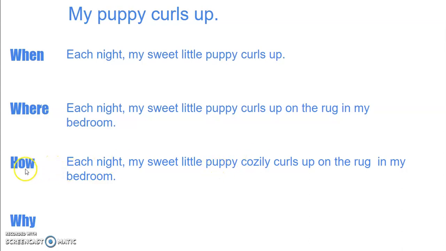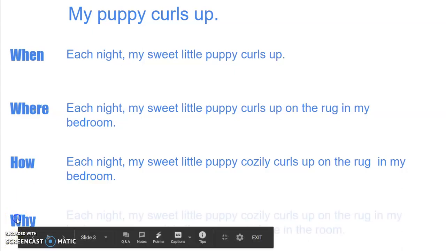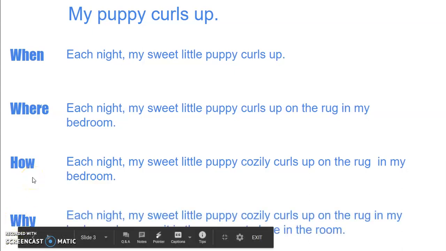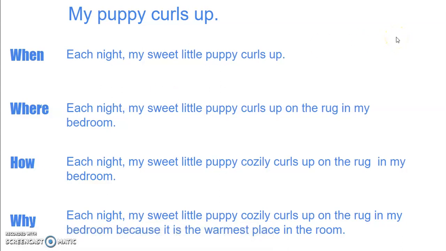I'm going to answer this last question. Okay, you guys try too. Why? Why is the puppy lying down on the rug in my bedroom? I wrote, each night my sweet little puppy cosily curls up on the rug in my bedroom because it is the warmest place in the room. Why did the puppy lie down on the rug in my bedroom? Because it was so warm there and it wanted a warm place to sleep.